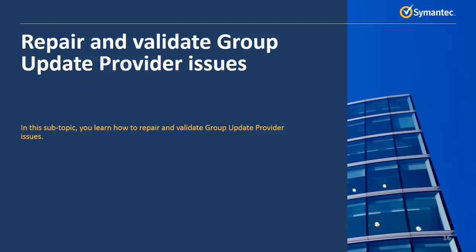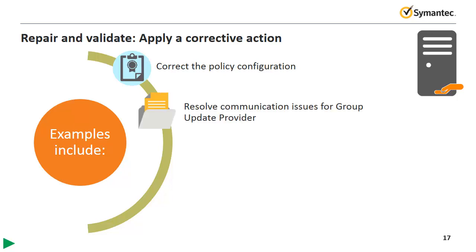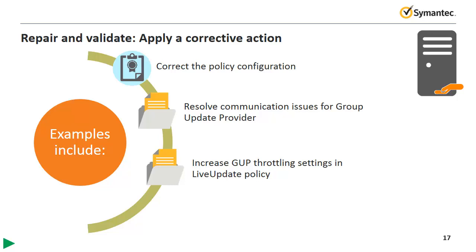After establishing a plan of action, it's time to repair and validate. The screen shows some examples of GUP corrective actions. Update the policy configuration, resolve communication issues on the GUP, increase GUP throttling settings, and address network communication issues.